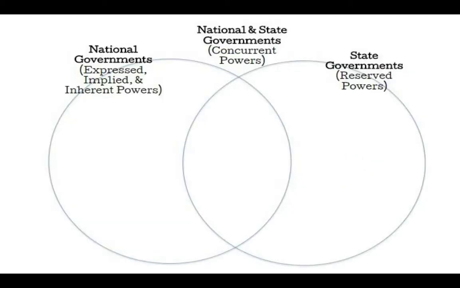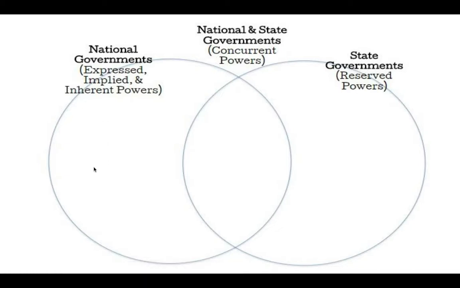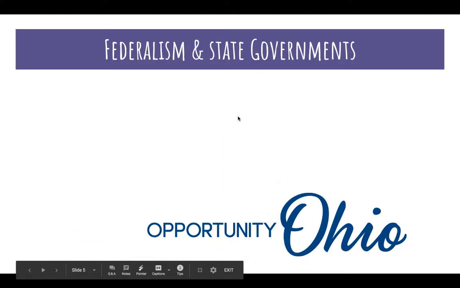So remember that our visual of federalism is going to be this Venn diagram. Right, you've got powers that are only given to the national and states. Those are your outside circles. And then where they overlap, those are your concurrent or shared powers.